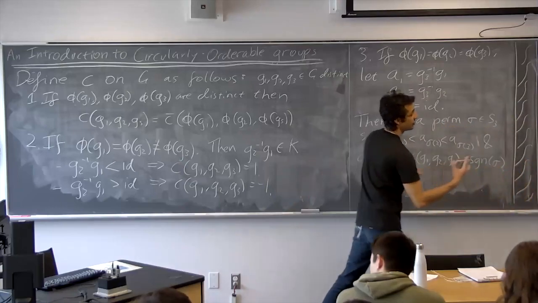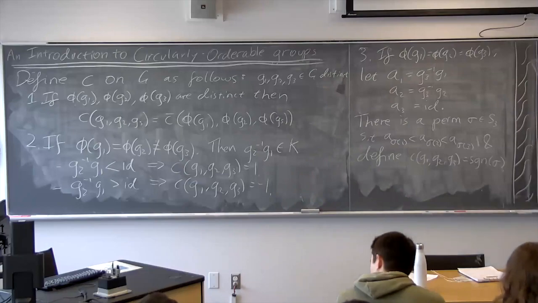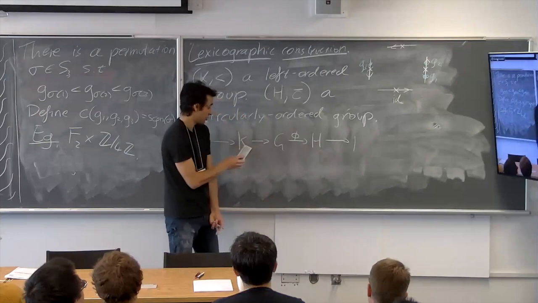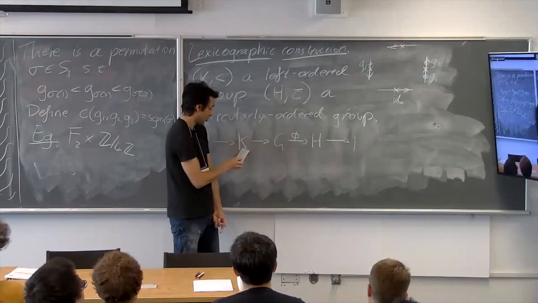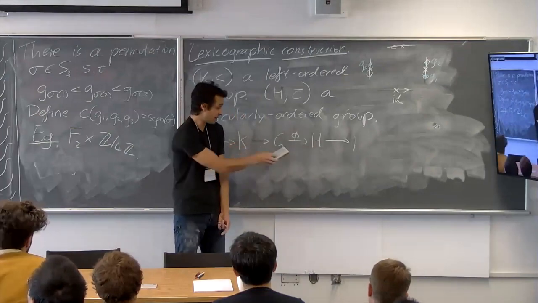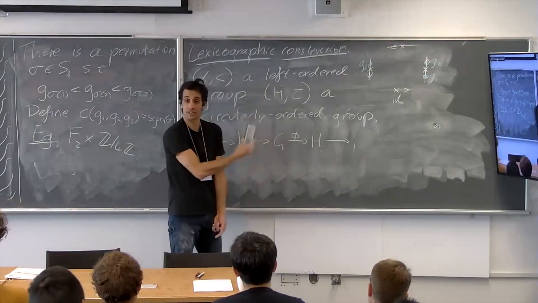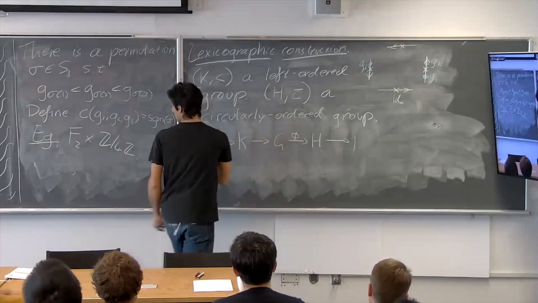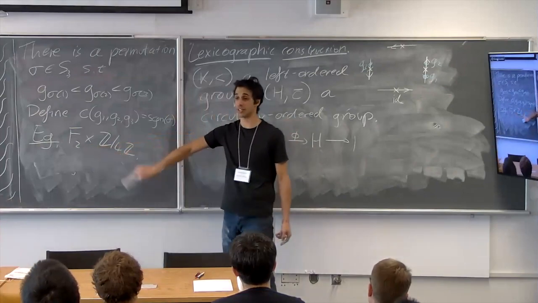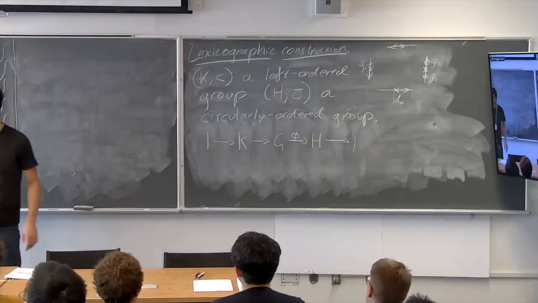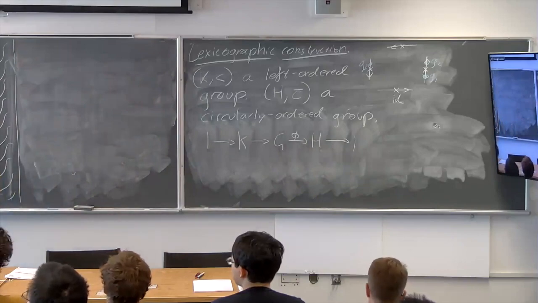So what this tells me is that if I have a short exact sequence where the quotient is circularly orderable and the kernel is left orderable, then this is circularly orderable. This allows us to construct a bunch of examples, for example, F2 cross Z mod 4Z is circularly orderable. There are torsion free examples of CO groups that are not LO. Yes. I'm not going to give you one right now.